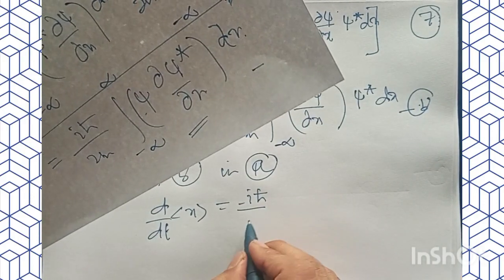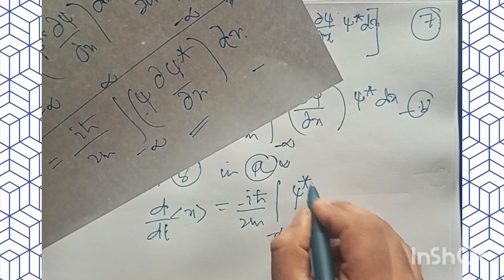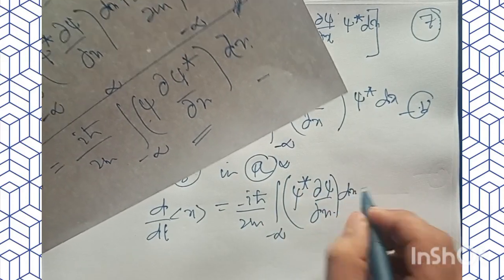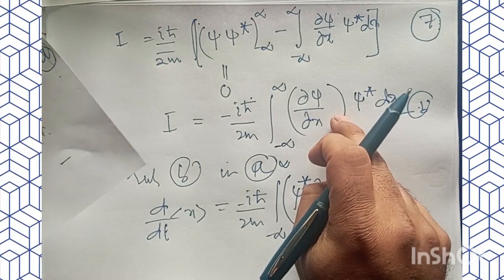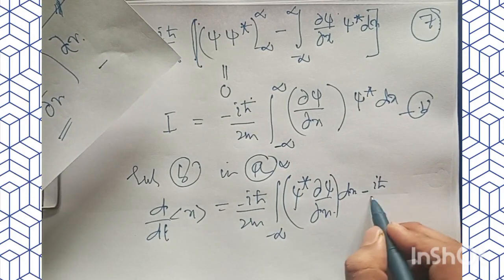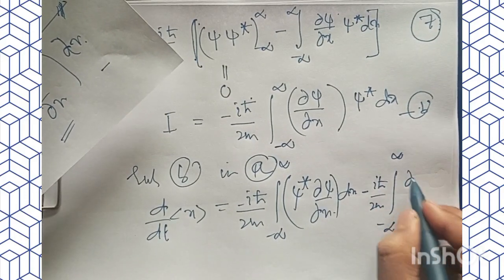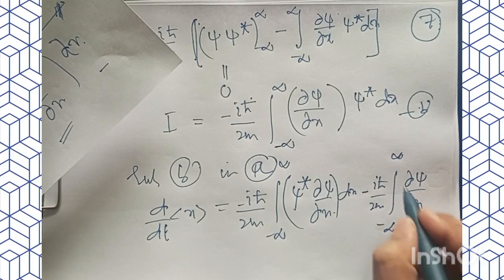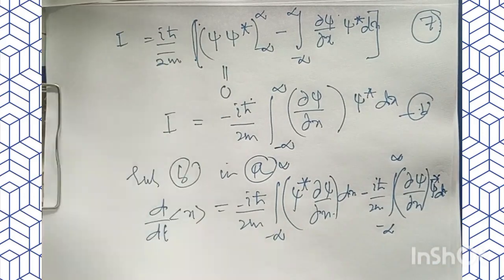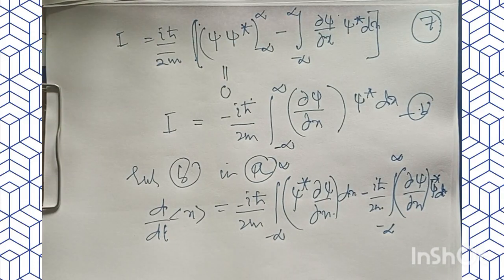by 2m integral from minus infinity to infinity psi star dou psi by dou x, and then dx. This is the first term. The next one will be this: minus i h cross by 2m integral from minus infinity to infinity dou psi by dou x, then psi star dx. Okay, that should be fine till now.